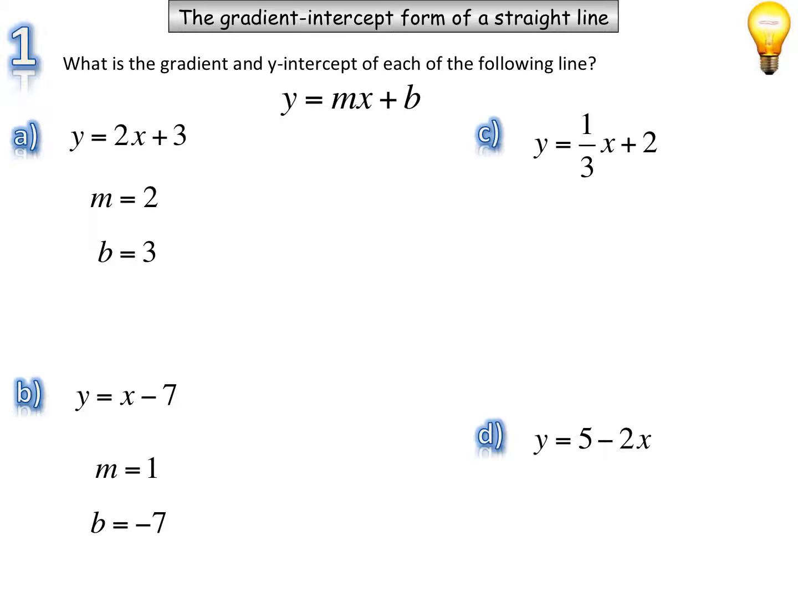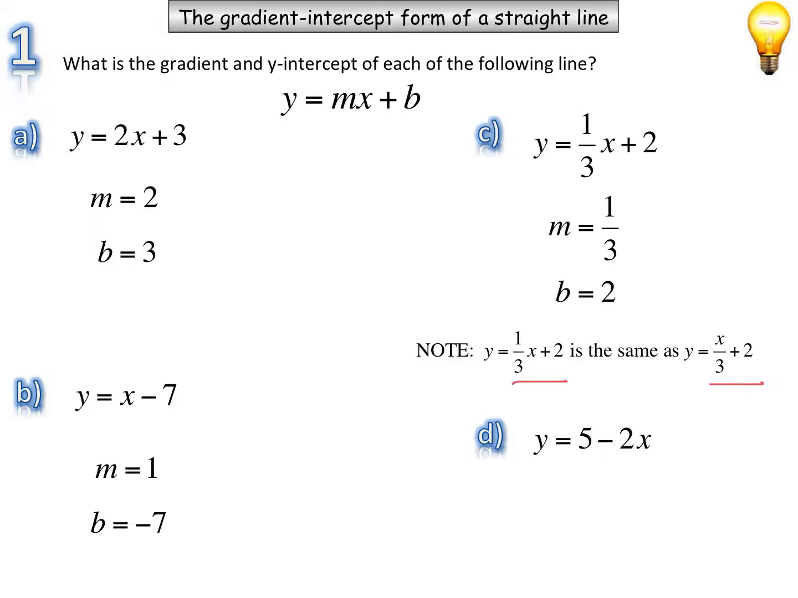Okay, part C, we got y equals 1/3 x plus 2. What do you think our gradient will be? Knowing that the gradient is the coefficient of x, and this is our coefficient, this 1/3. Okay, so our gradient is 1/3, and our y-intercept is 2. Just make a note that 1/3 x plus 2 is also the same as x over 3 plus 2. So this 1/3 x and this x over 3, they are the same thing, just represented in a different way.